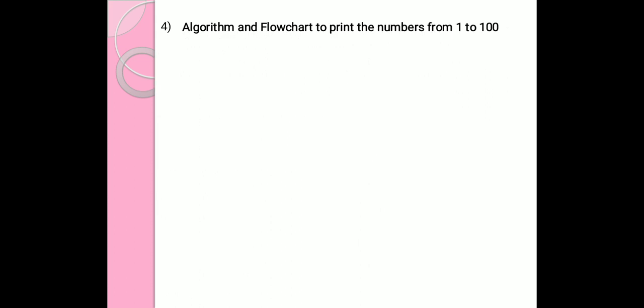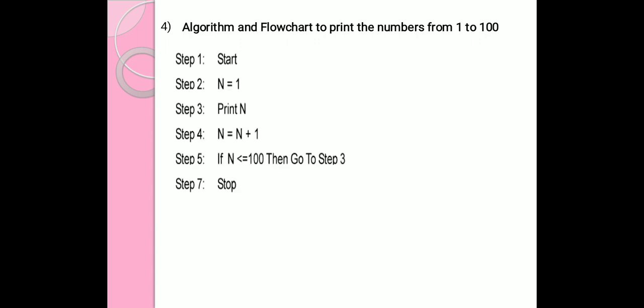And the next algorithm is the algorithm and flowchart to print the numbers from 1 to 10. In this algorithm, a condition is checked at step 5. If the condition is found true, the flow of control is transferred back to step 3. So, steps 3, 4 and 5 are executed repeatedly as long as the condition is true. We will say that a loop is formed here. Look here, steps 3, 4 and 5.